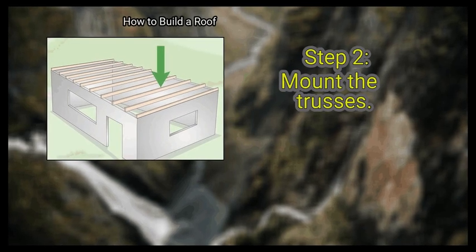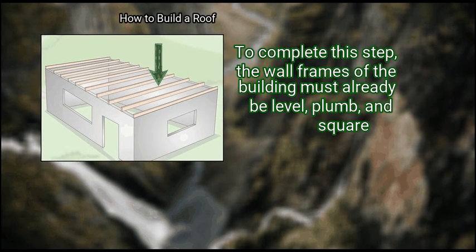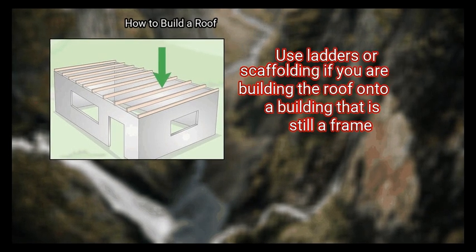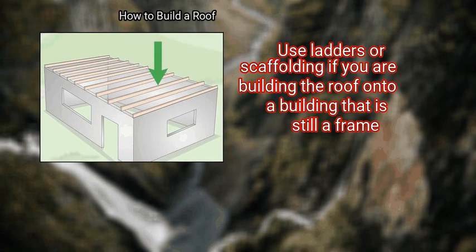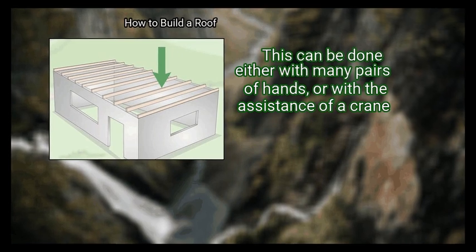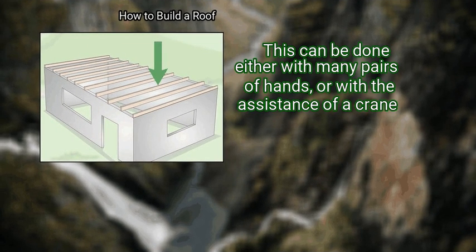Step 2. Mount the trusses. To complete this step, the wall frames of the building must already be level, plumb, and square. Use ladders or scaffolding if you are building the roof onto a building that is still a frame. Hoist the trusses onto the roof. This can be done either with many pairs of hands, or with the assistance of a crane.